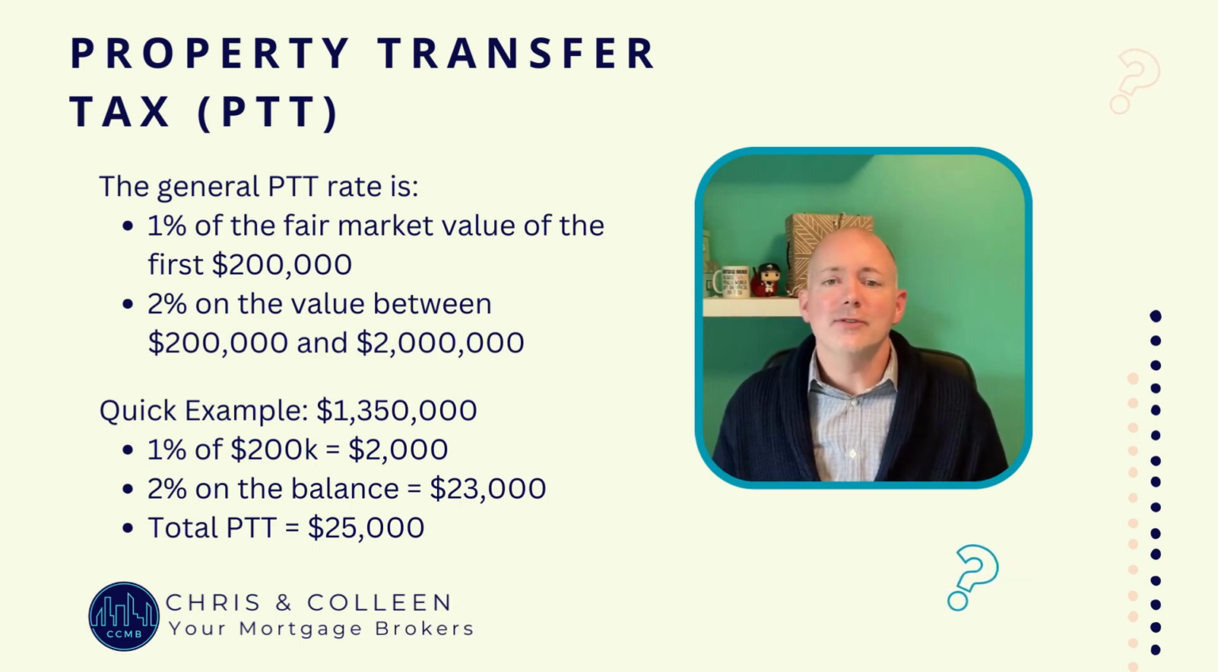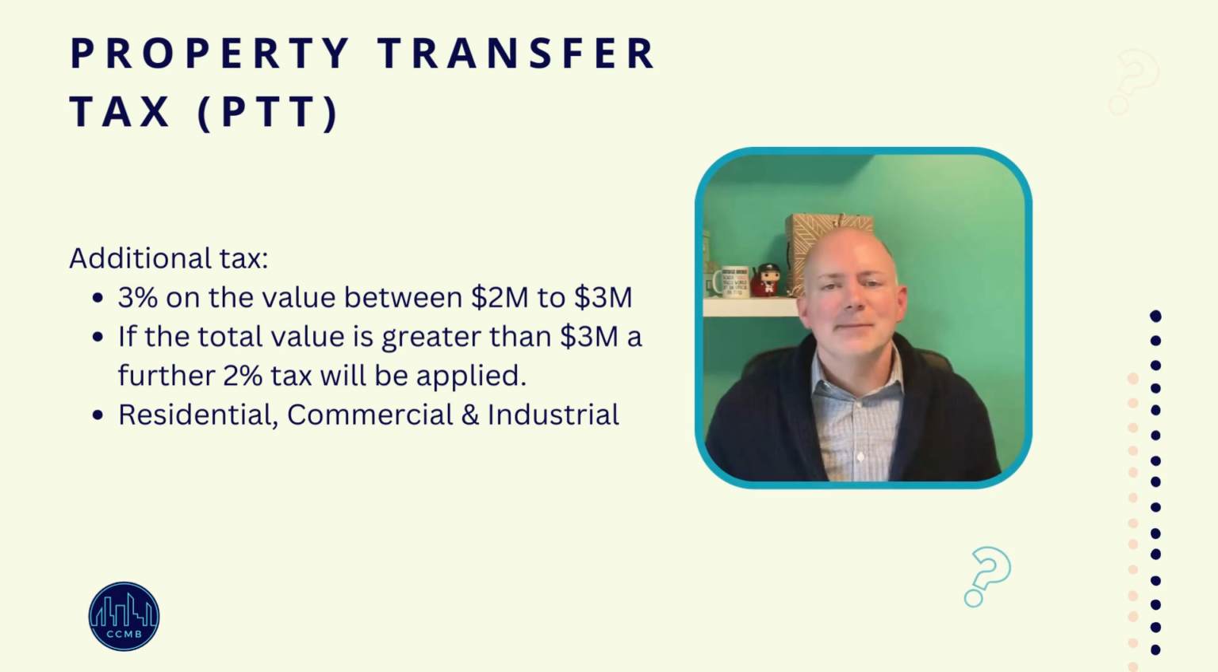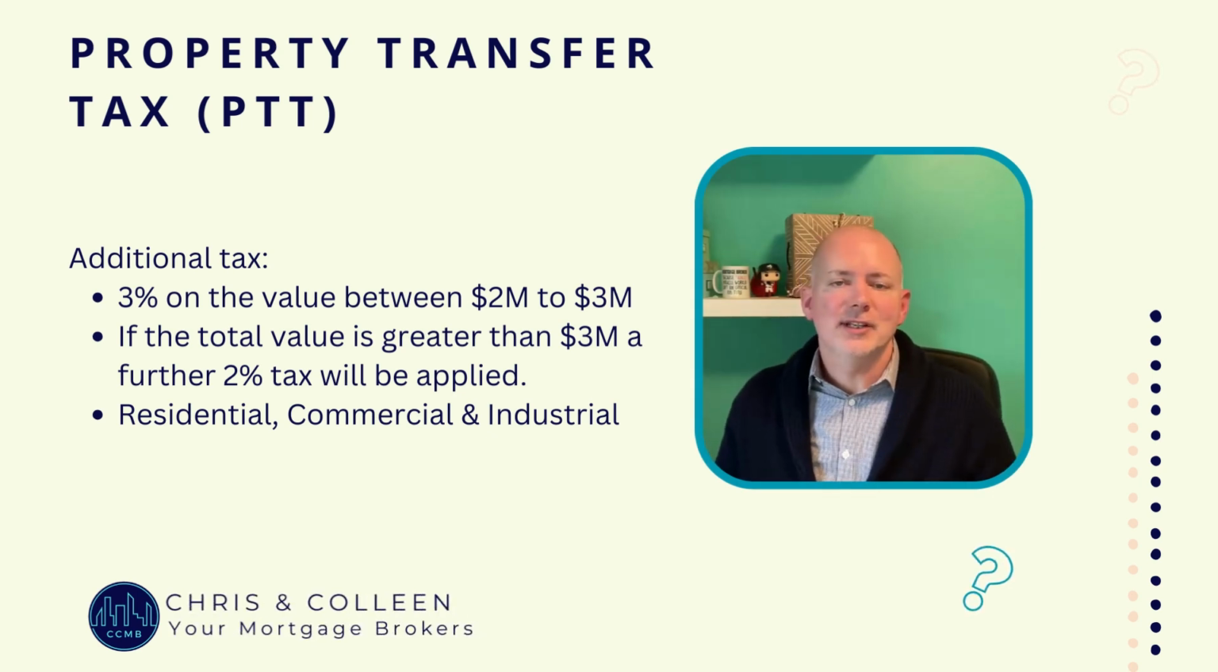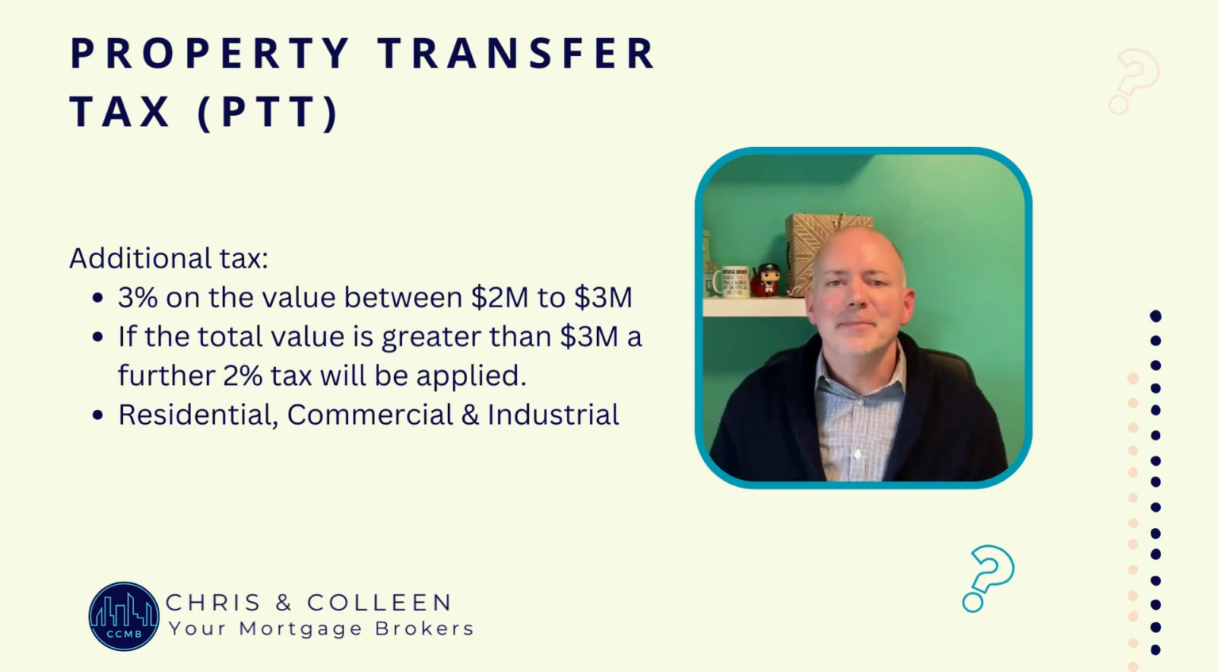So, how it goes is it's 1% of the first $200,000 and 2% on the balance between 200 and 2 million. So, a quick example, if you were to buy a house for $1.35 million, you'd be paying 2,000 plus the 23 for a grand total of $25,000. As mentioned, the tax is calculated in stages, whether that be 1, 2, 3, or then 2% again. It can be a little confusing.